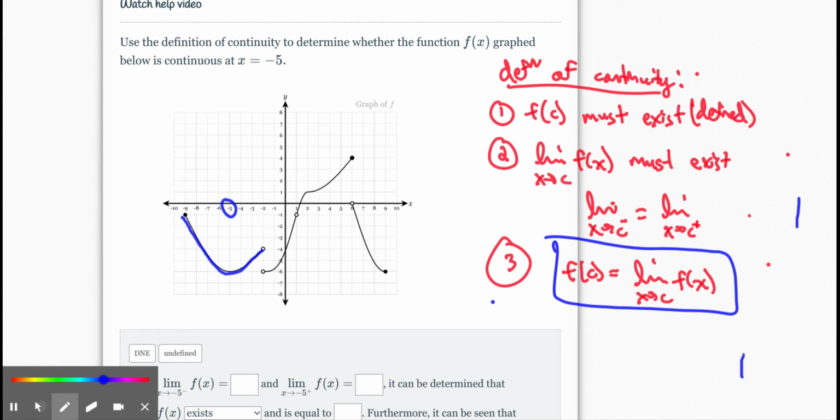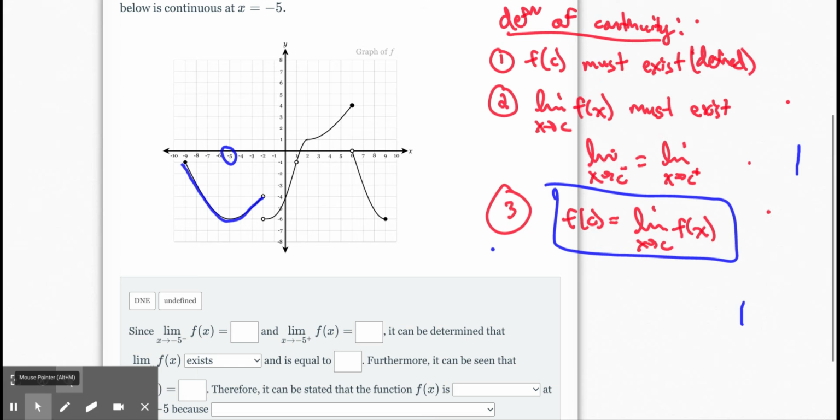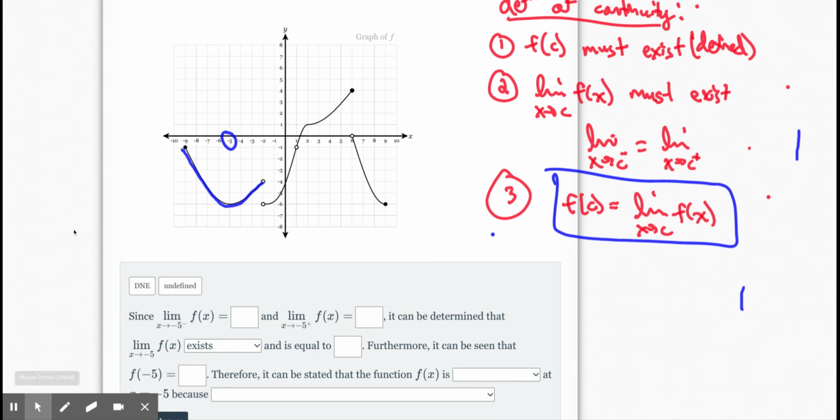So let's see if we can fill in all of the blanks. All right, so the first one asks for the limit from the left. That's the left-hand limit. So that means if you're going to trace this function in from the negative direction, it's going to go in that way. What y value is it approaching? Well, the y value down there is -6. So -6 from the left. From the right, it's going to be the same. Also approaching -6.